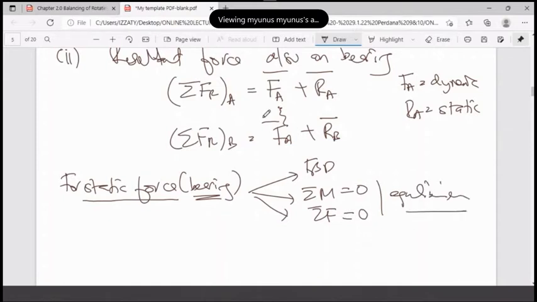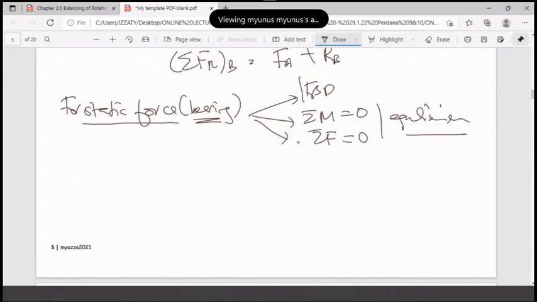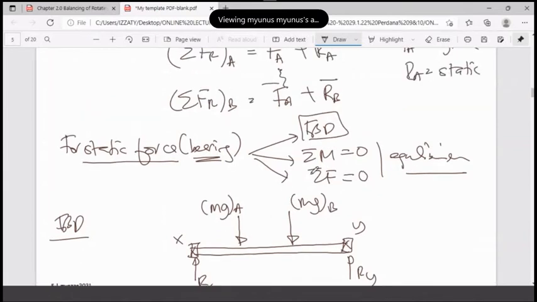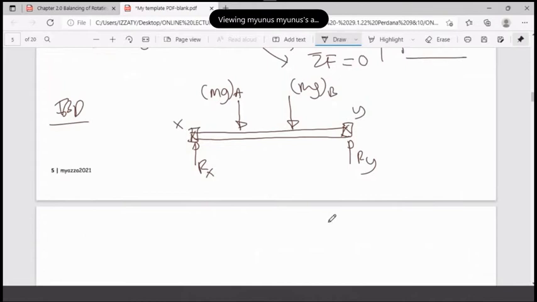Okay, so how is the free body diagram? Look here, this is the free body diagram. You have exactly what we had earlier: this one and this one, the bearings. Put it here the mass. This one is mg for A, this one is mg for B, and this is the x and y. So you will have x here, and y here. Or if you want to put A and B, it doesn't matter.